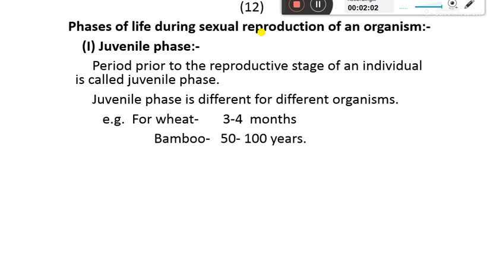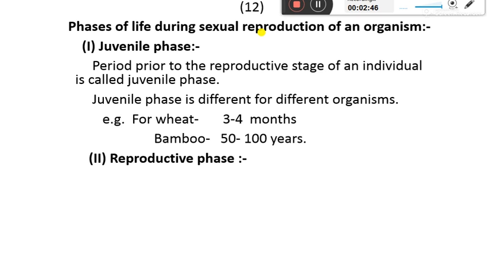For example, in the case of wheat, it is 3 to 4 months. That is, the wheat plant will grow for 3 to 4 months, and only after that it will start producing flowers and seeds. While in the case of bamboo, the vegetative phase is 50 to 100 years. Surprisingly, bamboo flowers once in its life, and after producing flowers and seeds, it dies. After 100 years it will flower.